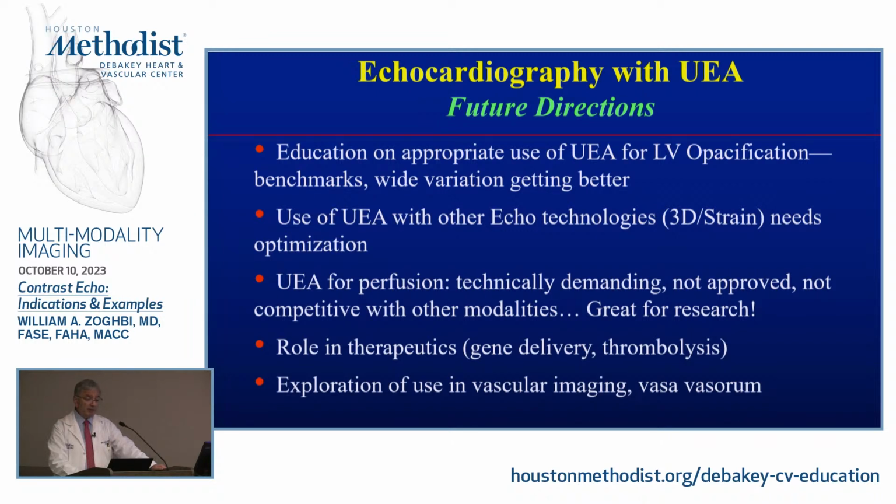Role in therapy, people are still using it for gene delivery. You can inject and then destroy in the pancreas or another organ where you want to do gene delivery. Exploration for use in vascular imaging, vasa vasorum, still under development, but I really think, number one, from a clinical point of view, it is here to stay, to use in the best ways to try to help you understand situations. And hopefully our colleagues in industry will optimize that for 3D and strain so we can have the whole armamentarium together.